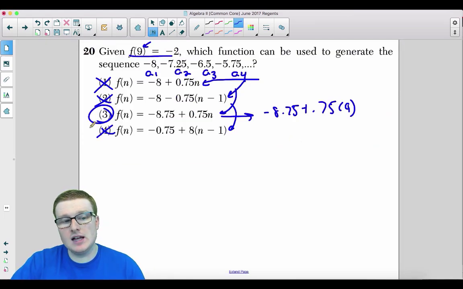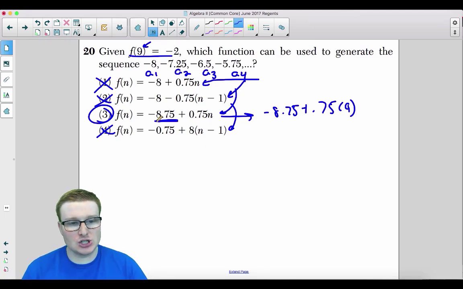Now, if you wanted to do it the common difference way, you're adding 0.75 each term. But the reason this is not the first term is that they failed to subtract a 1. So if you made this number here a negative 8.75 and you made this n minus 1, then it would have worked. But unfortunately, they didn't do that to keep it as the explicit form. So your answer for that one is choice 3, and it works.